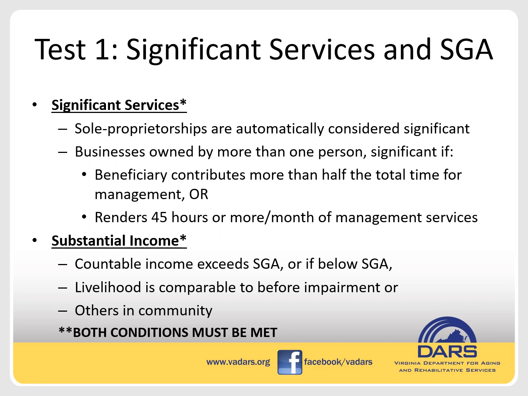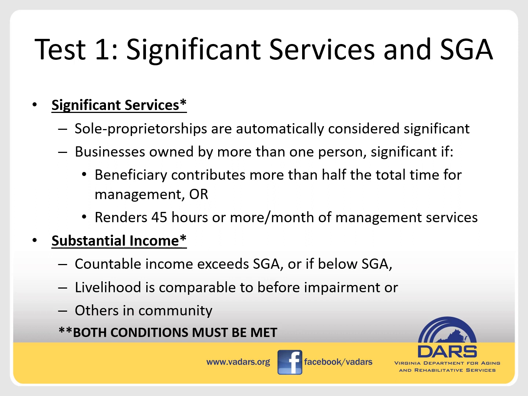So the first part is test 1, significant services and SGA. And what does Social Security mean by significant services? If a person is a sole proprietorship and they're working for just themselves, they're automatically considered to be performing significant services. If a person has a business partner or they're working with more than one employee in the organization, they're going to be found to be providing significant services if they spend at least half the time that they work in a month performing management duties, or if they exceed 45 hours a month in performing management duties. So if a person is a sole proprietorship, there's significant services being performed according to SSA's criteria, or if they're working with more than one employee and they contribute at least 45 hours a month to the doing of management duties, they're going to be found to be doing significant services.